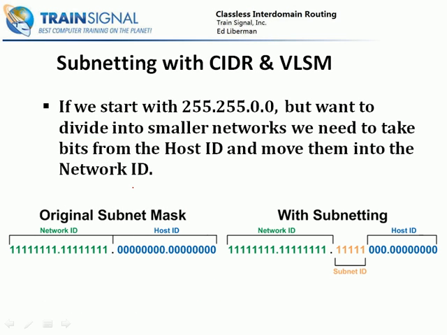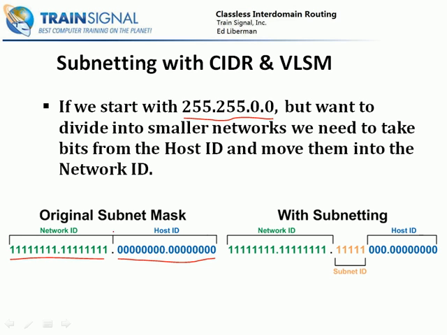Now, let's take a look at how we would subnet using these new concepts. If we were to start with a B class range, meaning we have 255.255.0.0 as our subnet mask, but we now want to divide into smaller networks, we're going to take some bits from the host ID and move them into the network ID. So down here I have a drawing where you'll see the original subnet mask. We have 16 ones and 16 zeros.